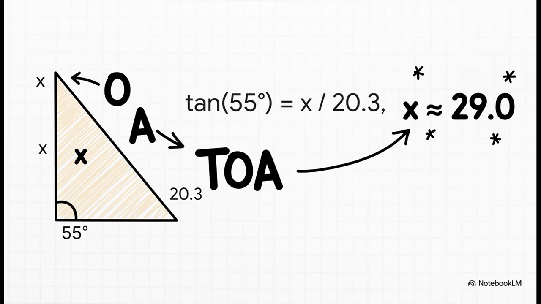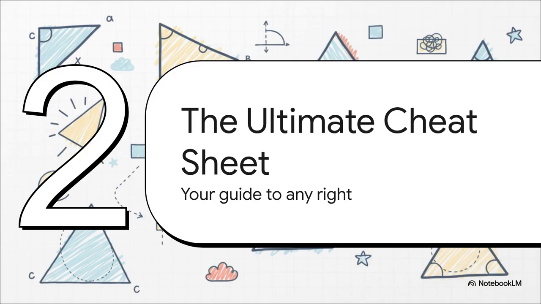We set up the equation tangent of 55 degrees equals x over 20.3, a little bit of algebra to solve for x, and we find our missing side is about 29.0. See? Once you know what to look for, it's a super straightforward process. So let's just boil this all down, shall we? You now have a complete system, a full toolkit for solving for any missing side of a right triangle.